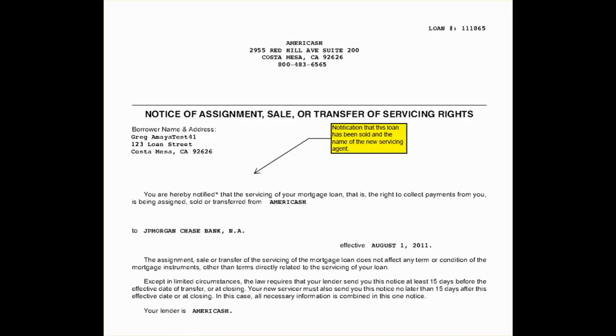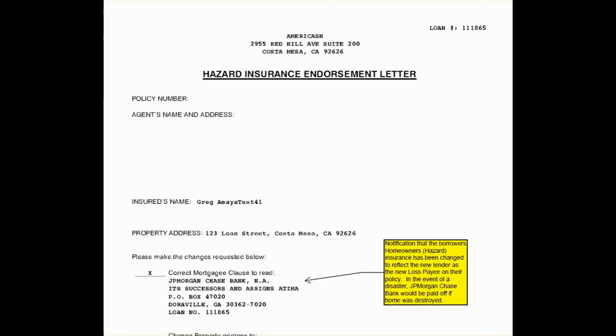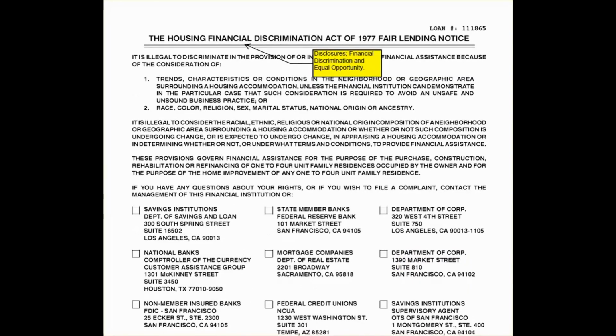Again, here is a notice of sale or assignment, and it does show that they have sold this loan to JP Morgan Chase. This is just a directive to the lender and the insurance company as to how the mortgage clause is going to read. This is just a sheet that shows what kind of disclosures are being sent to and shown to the borrower.